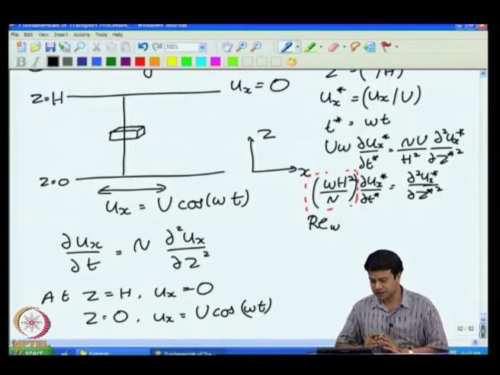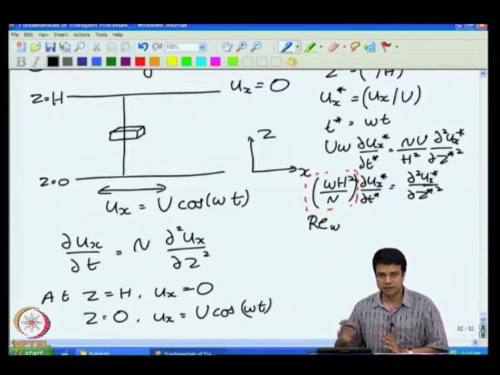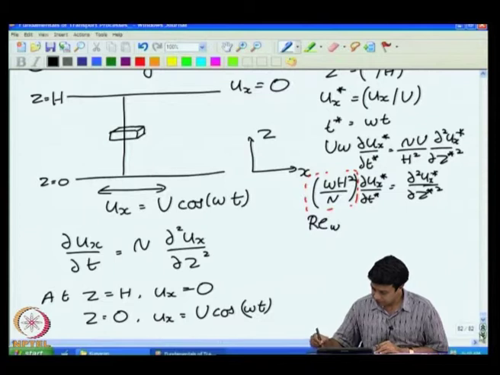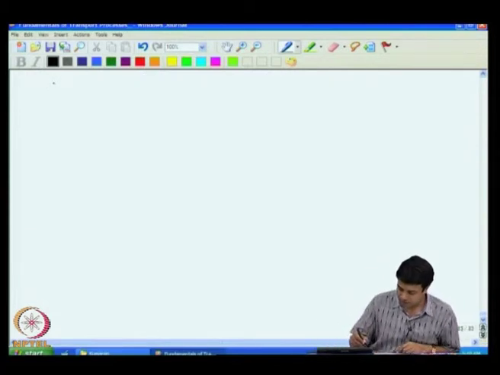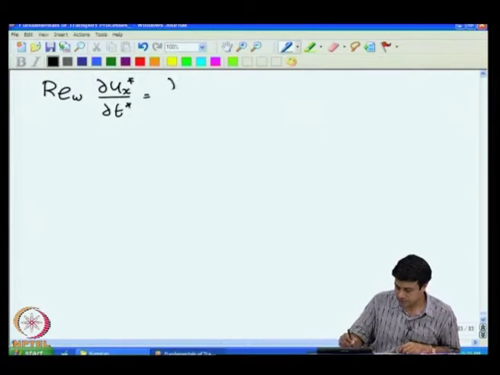In a sense, it gives you a ratio of inertial and viscous forces, because the right hand side of the equation contains the viscous stresses. The left hand side is the rate of change of momentum, an inertial term. So, this Re omega gives you the ratio of the inertial and the viscous forces. So, this is our conservation equation, Re omega times partial ux by partial t is equal to partial square ux by partial z square.